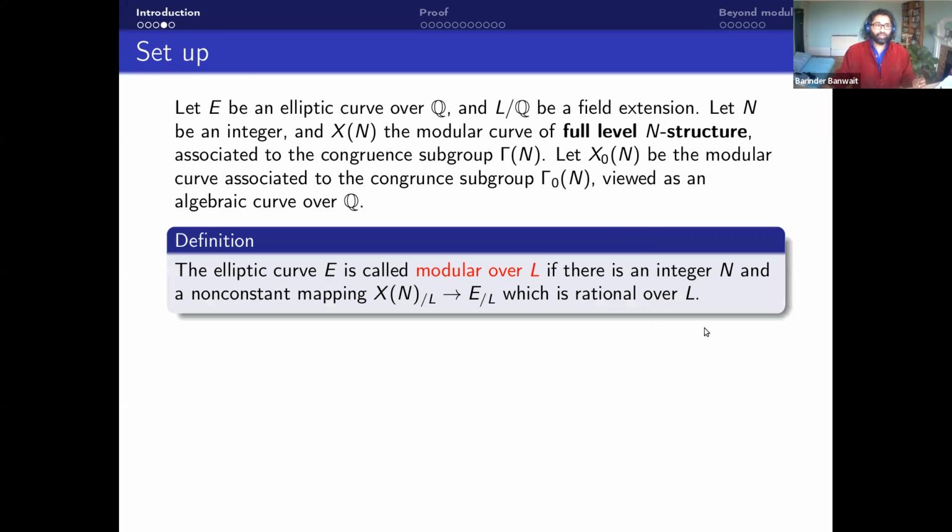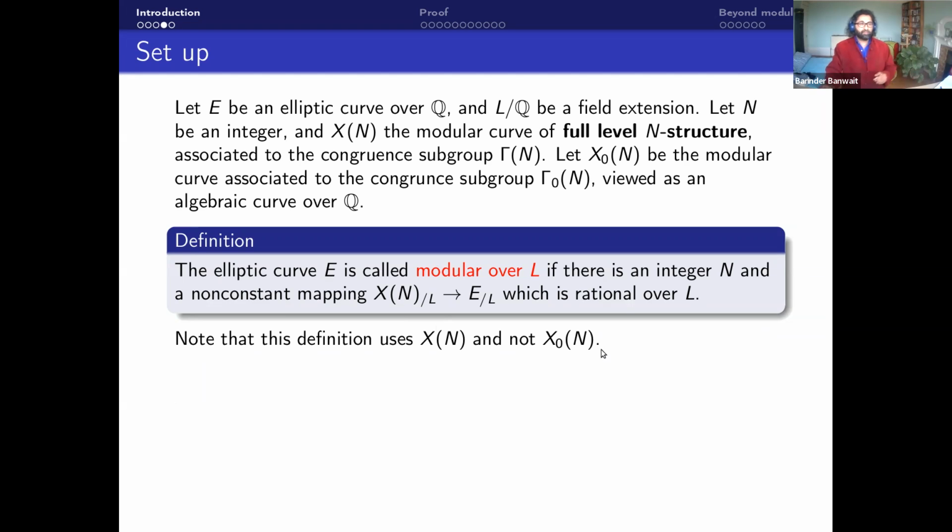So we make this definition. We say that E is modular over L if there is an integer n and a non-constant map from X(n) to E, which is rational over L. And observe here that this definition uses X(n) and not X_0(n), which is what the first slide was using.